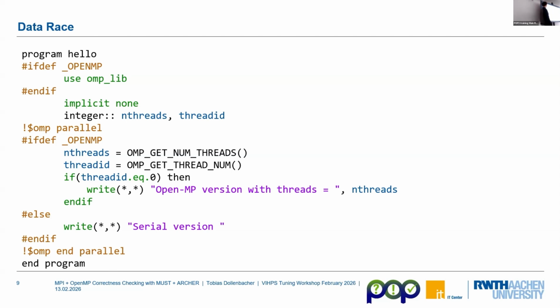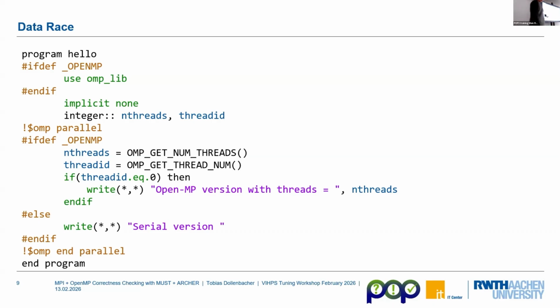So this is a data race, but also thread ID, which is accessed here in this conditional, is also written by all the threads, because both of these variables are never declared private or anything. So they're shared. All threads are writing to them. That means we have a data race here.